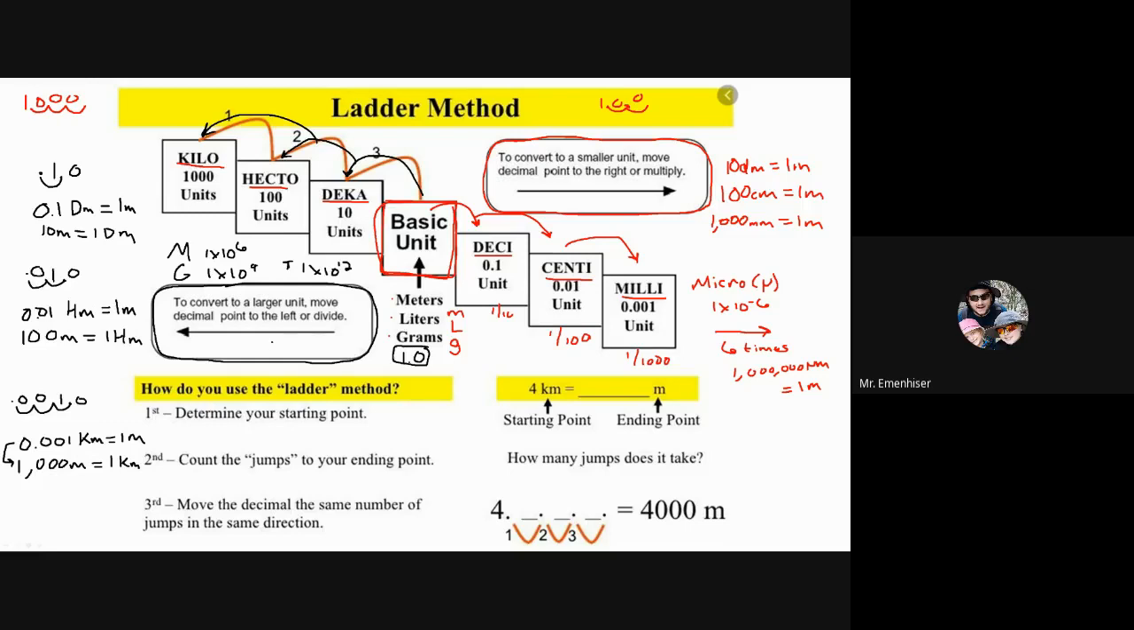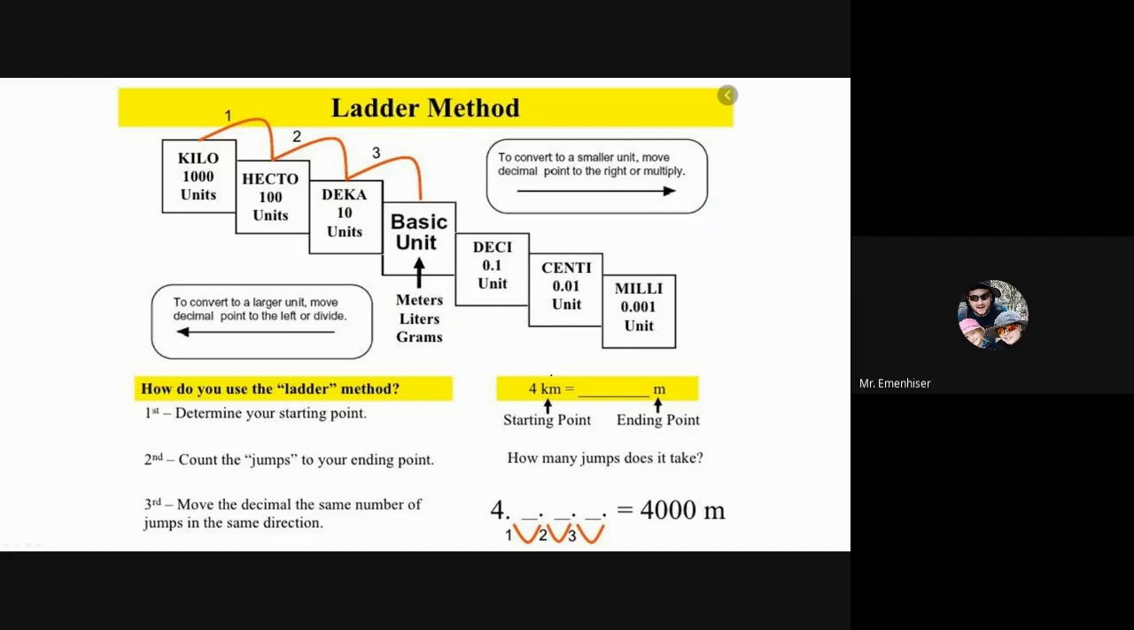All right, so how do you do the ladder method? Determine your starting point. Look at the problem, look and see what you're given. All right, and then count the jumps to your ending point. Move the decimal that direction, that number of times. So let's convert 4 kilometers to meters. Okay, so let's do this one. Let me clear the screen so we can do it. So here is our problem. 4 kilometers is equal to how many meters?